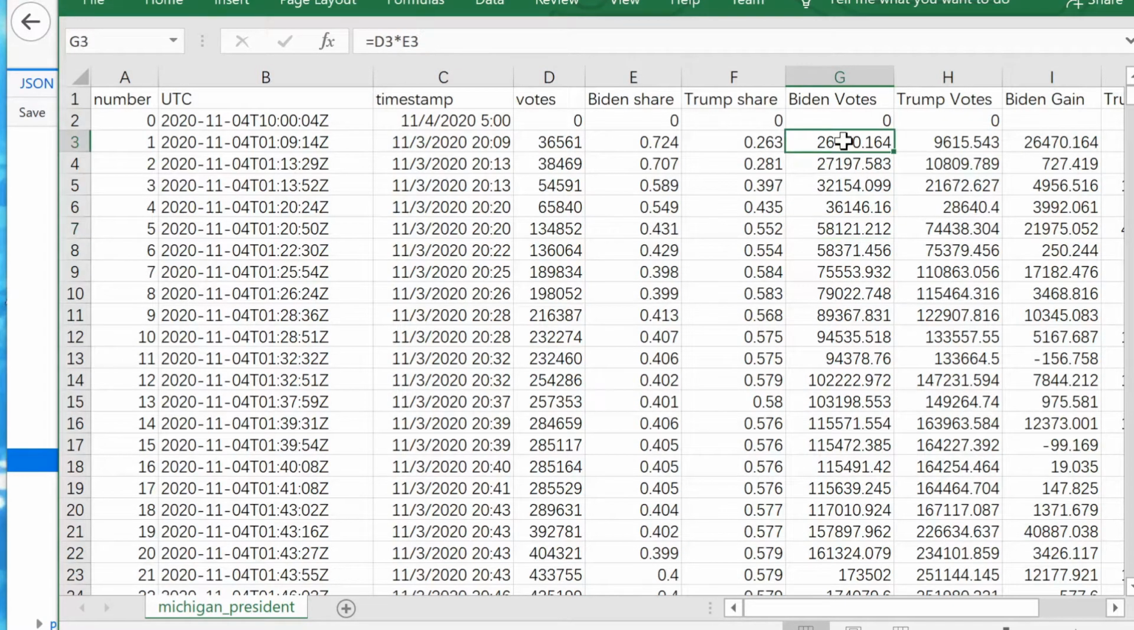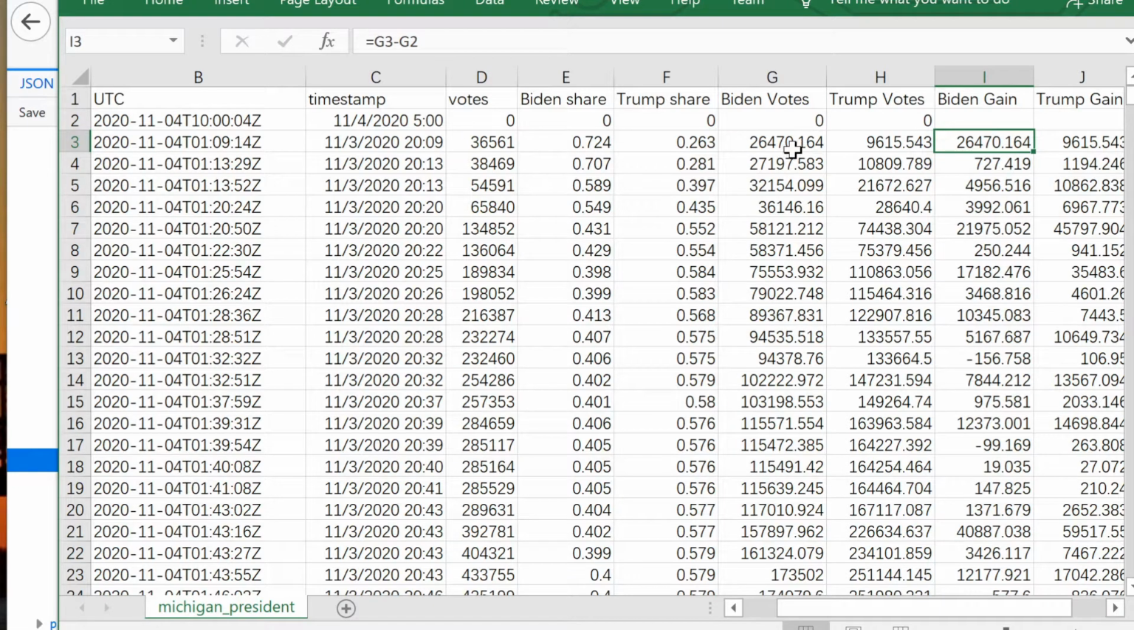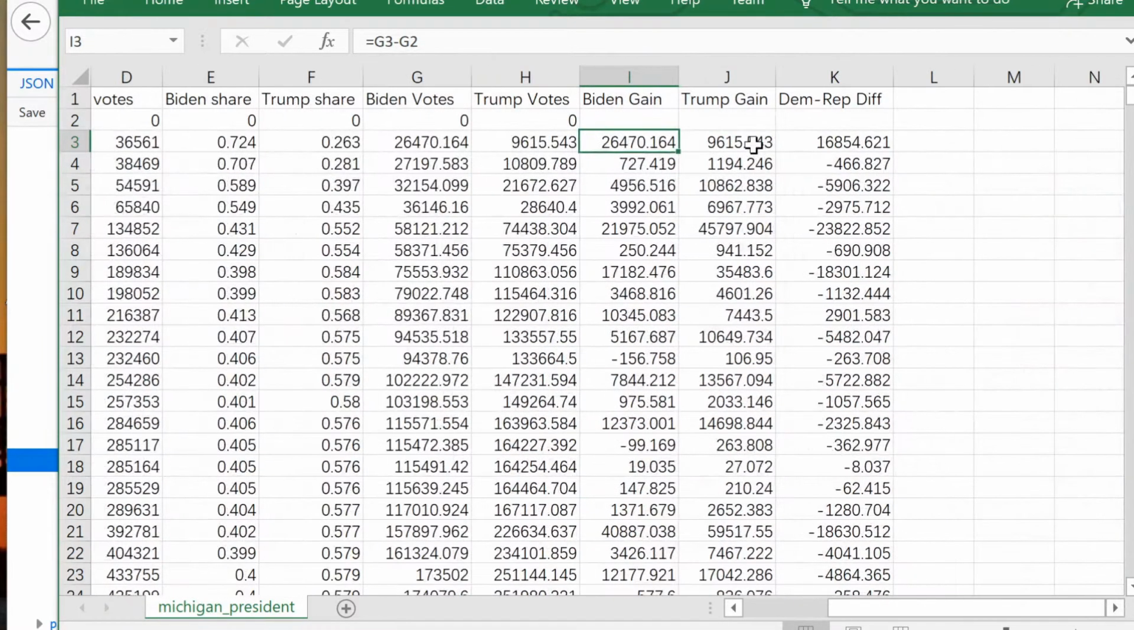For this column, I take the total and multiply by the Biden share. It gives me how many votes Biden currently has. Same for Trump. In this column, I subtract the previous Biden vote count from the current one, and that gives me how many votes Biden gained in this batch, and same for Trump. In this column, I have the difference between Biden's gain and Trump's gain. So it's Biden gain minus Trump gain.